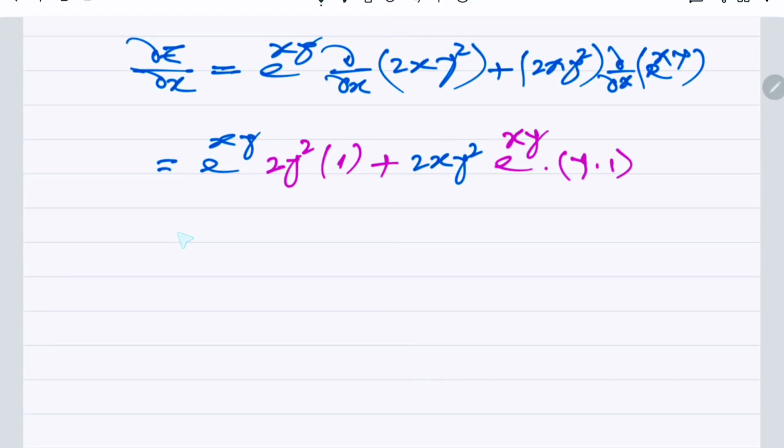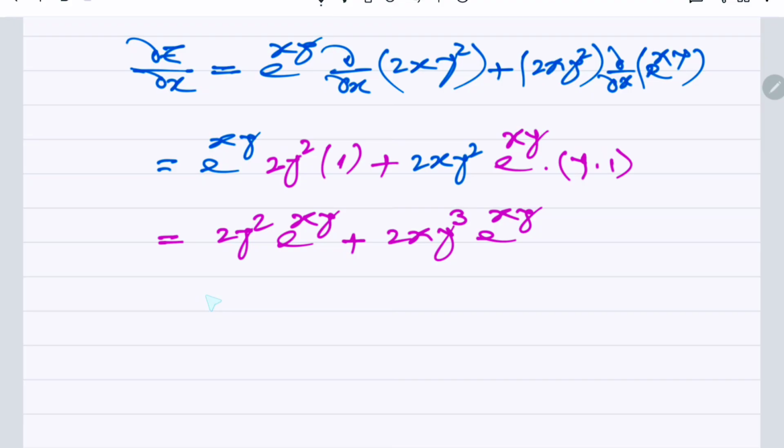From these two terms we can take y into e raised to xy into 2 as a common term. Therefore, 2y square and e raised to xy are common. The remaining terms are, in the first term we get 1 as remaining, and from the second term we get xy.